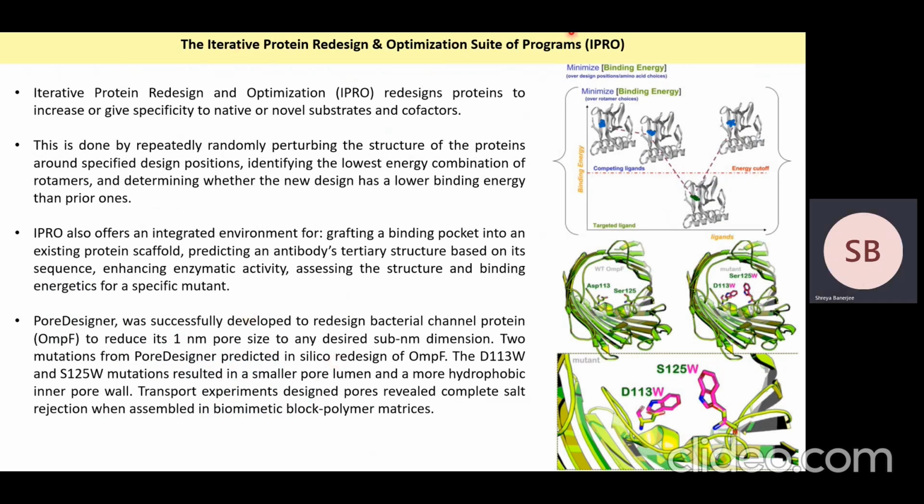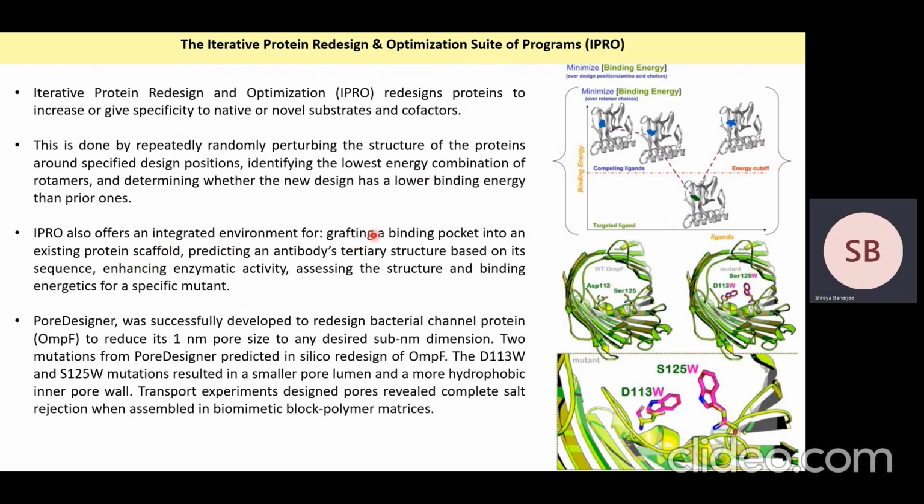Now there is something called ePro, or Iterative Protein Redesign and Optimization Suite of programs. What ePro does is redesign proteins to increase or give specificity to novel or native substrates and cofactors. This is done by repeatedly randomly perturbing the structure of the proteins along specifically designed positions, identifying the lowest energy combination of rotamers, and determining whether the new design has a lower binding energy than the prior ones.